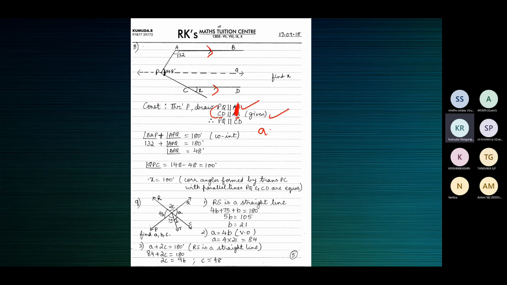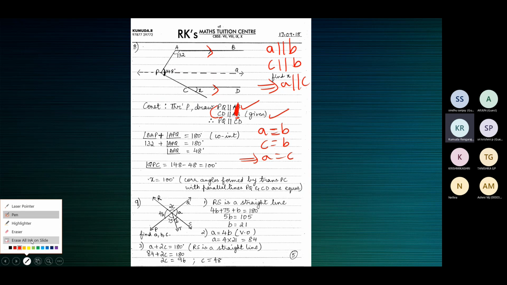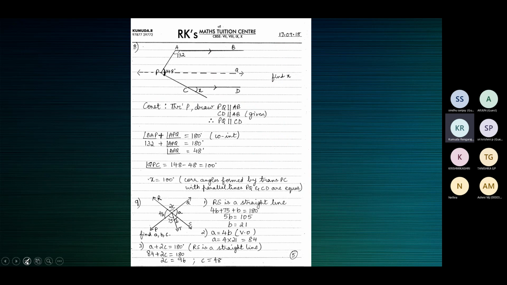Now, you know this. If A is equal to B and B is equal to C, this implies A is equal to C. Similarly, if A is parallel to B and B is parallel to C, then this means A is parallel to C. Two lines parallel to the same line are parallel to one another. That's the theorem. We'll see the proof later.